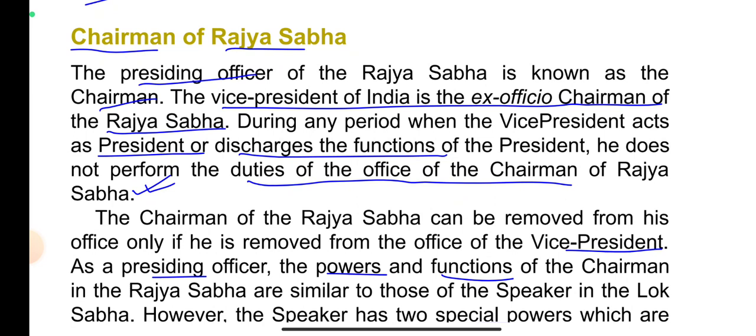Now, Chairman of Rajya Sabha. The presiding officer of the Rajya Sabha is known as the Chairman. The Vice President of India is the ex officio Chairman of the Rajya Sabha. During any period when the Vice President acts as President or discharges the function of the President, he does not perform the duties of the office of the Chairman of Rajya Sabha.